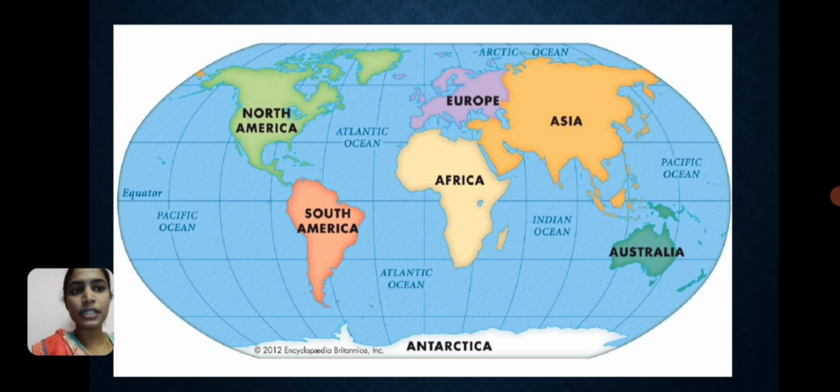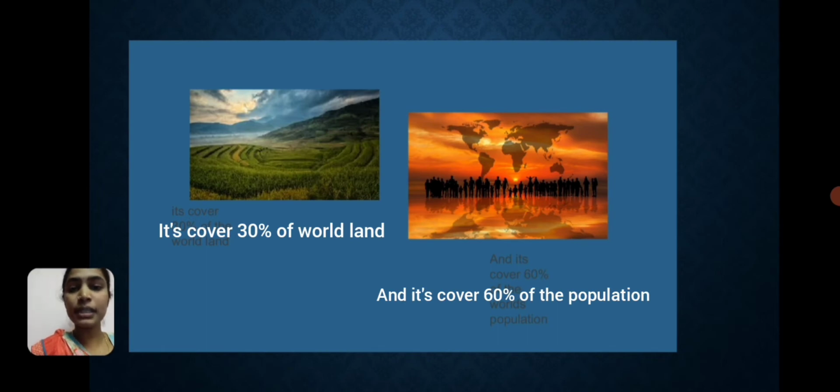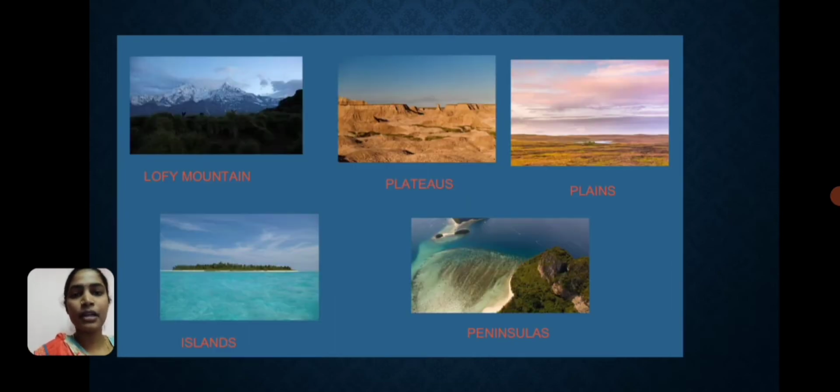You can see this picture. Asia is a very big continent. The Asian continent covers 30% of the land, and it covers 60% of the world population. Okay, it's very high. And in the Asian continent, there are many different physical and cultural features like lofty mountains, plateaus, plains, islands, and peninsulas.